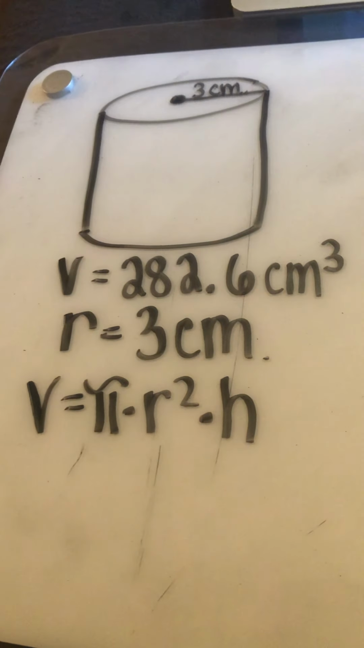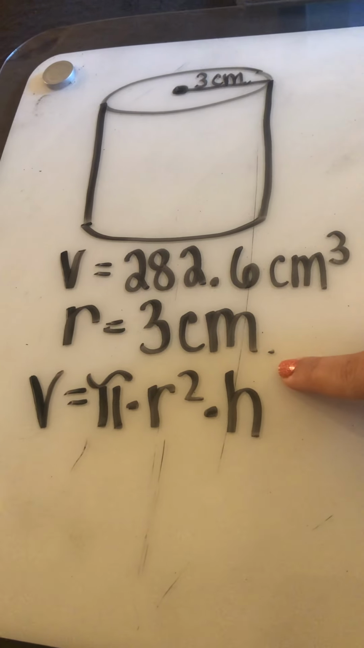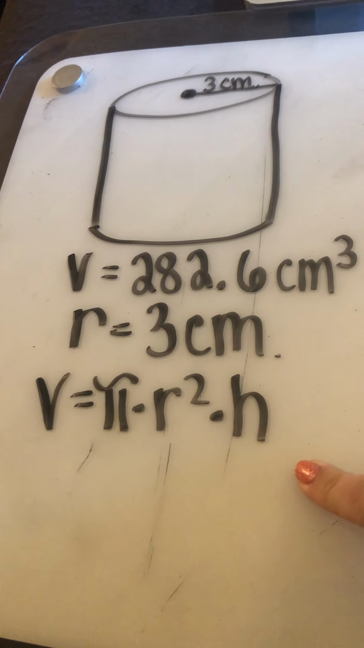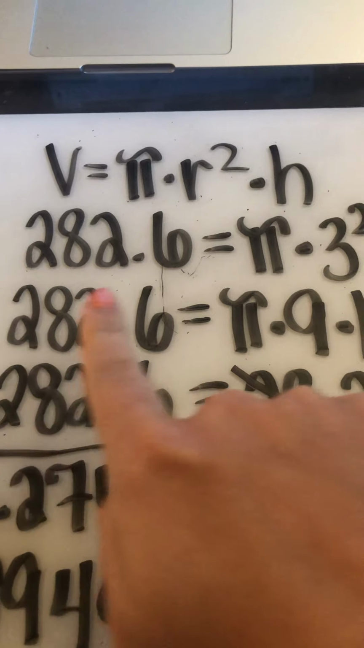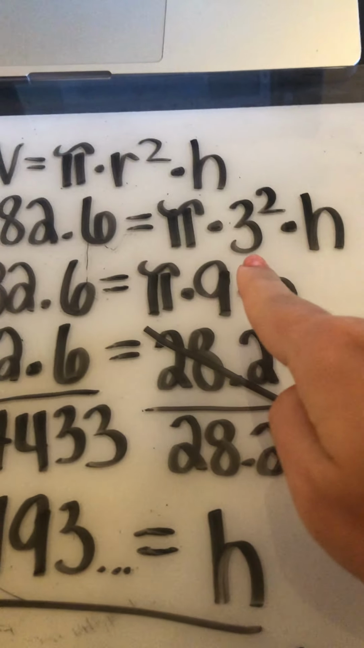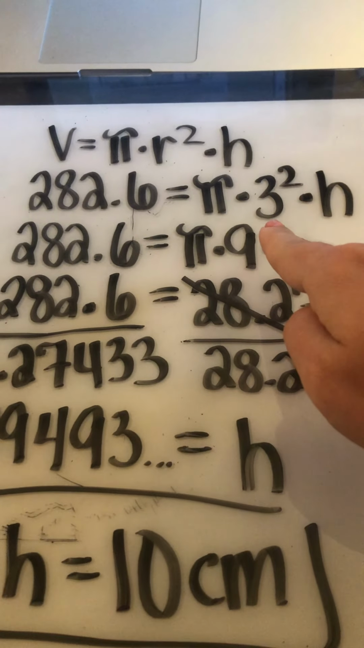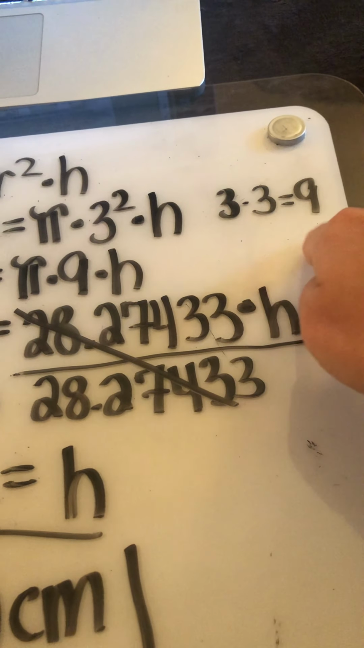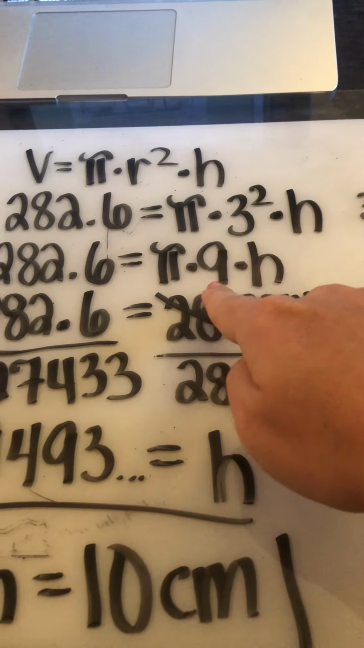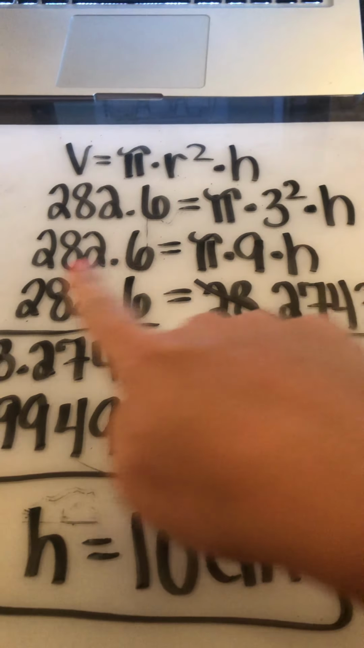Okay, so I'll show this to you one more time. Here was our cylinder. We were given the volume, we were given the radius, and here's our formula. We rewrote our formula and we plugged in what we knew. So we knew the volume and we knew our radius. Since we know order of operations makes you do exponents first, we did 3 times 3 first. We got 9, and we replaced that with the 3 squared.